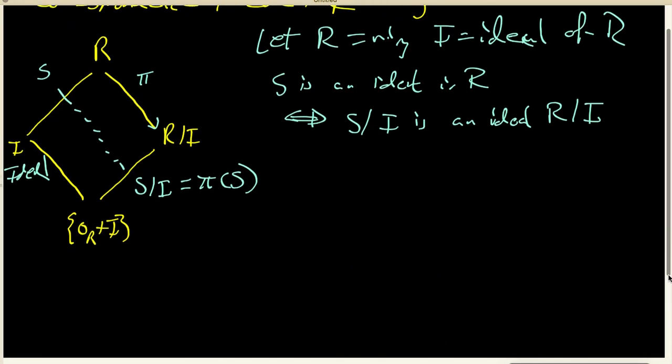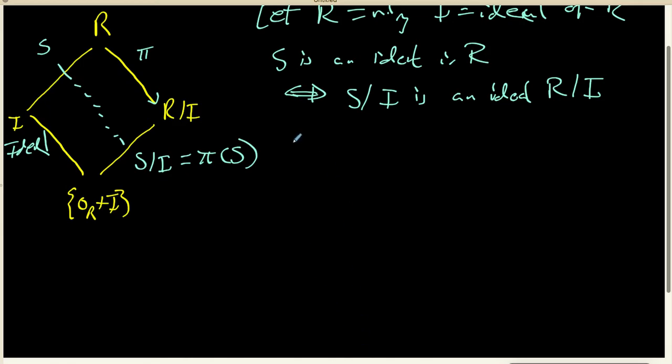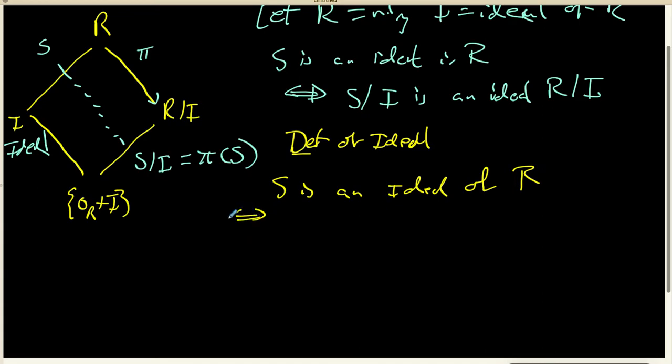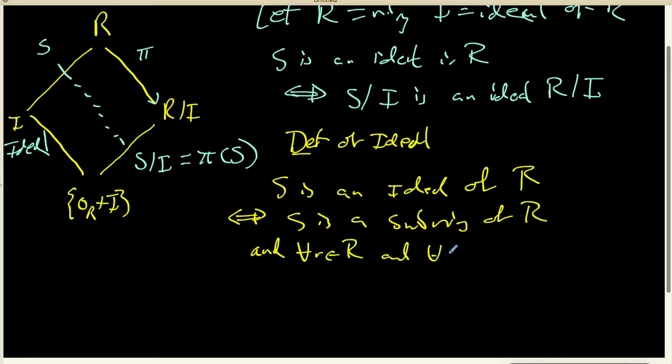Now, I want to start with the definition of ideal. So let's go back and remember the definition of ideal. The definition of ideal says the following. S is an ideal of the ring R if and only if, first of all, S is a subring of R, and for every r inside the ring R and every s inside the subring S, we have that both r times s belongs to S and s times r belongs to S.